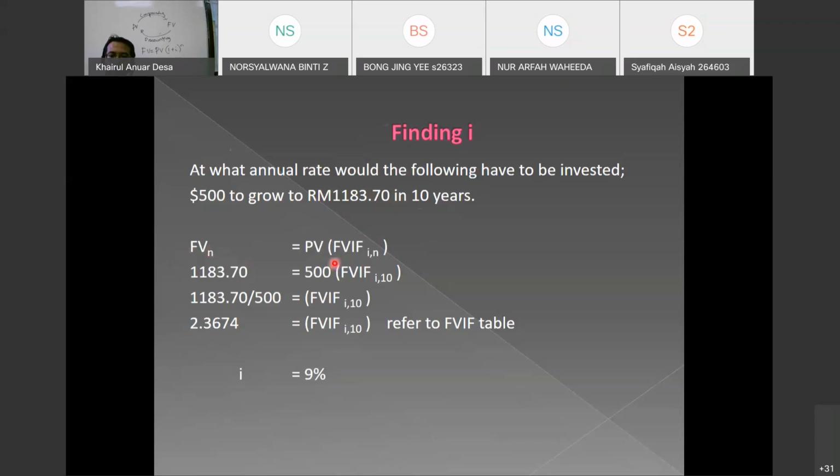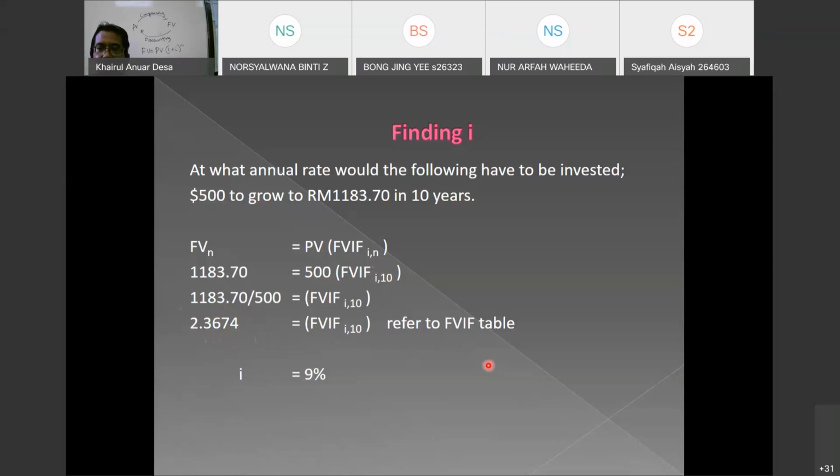Okay, future value, present value. This is the future value interest factor for I and N. This is the future value, this is the present value, 10 years, and we have to find what is the I here. So you just divide, and you have this answer, 2.3674. So now we go to the table.